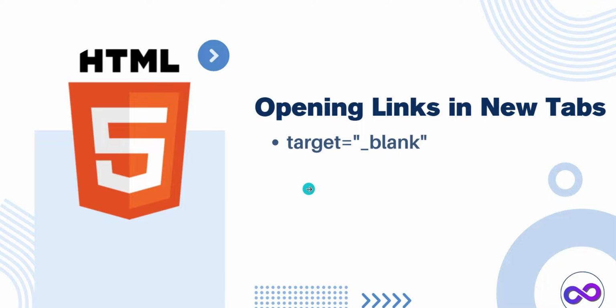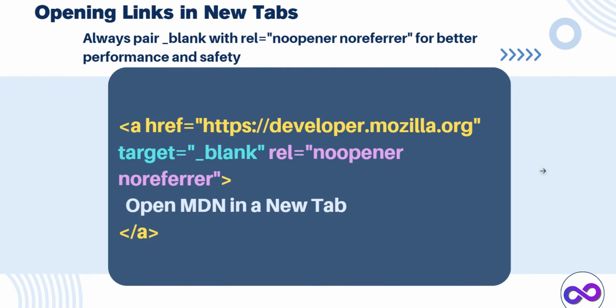Let's go to another section, opening links in new tabs. Sometimes you want users to open a link in a new tab, especially for external resources. That's where the target attribute comes in. So let's have an example. The target equals underscore blank tells the browser to open the link in a new tab. It's perfect when linking to external websites, so users don't lose their place on your page.